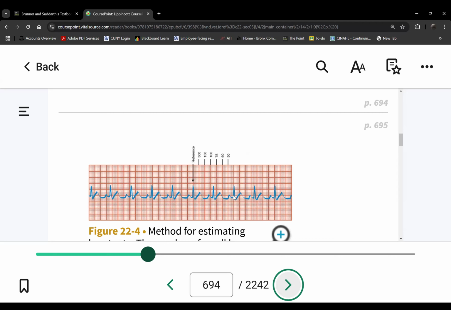Okay, so therefore, let's count here. We need how many big boxes to make 3 seconds? Thank you. How many big boxes to make 3 seconds? Because we need to make 3-second markers. Okay, let's start with this simple. How many big boxes in 1 second?